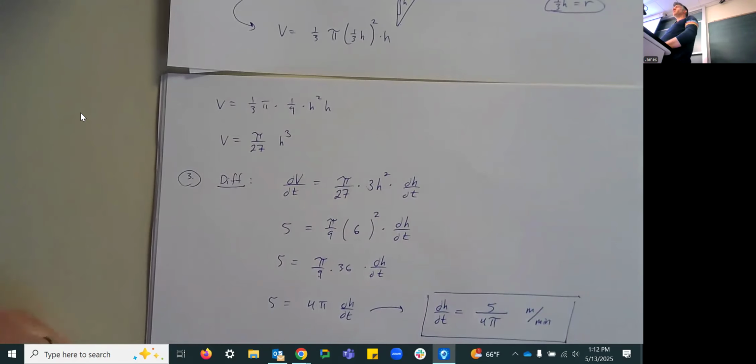So related rates problems, it's always going to be a word problem. There's going to be lots of words. But okay, what's changing? What do I want to know is changing? How do I relate them? Differentiate both sides, plug in what you know, solve for what you don't.